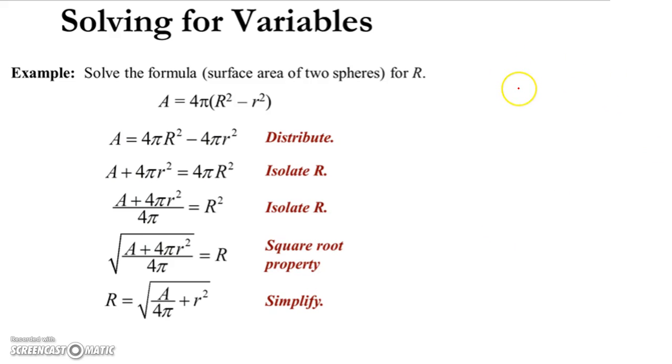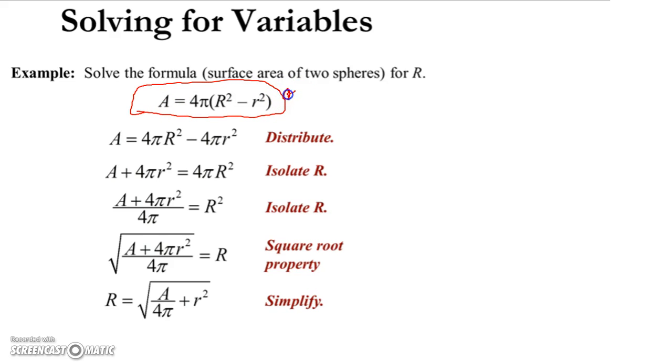We'll go back to graphing in a second. One other thing that we can do now that we have all these skills, basically our square root property, is that I could give you any crazy formula, like, for example, the formula for the surface area of two spheres, which I don't know how often you use it.